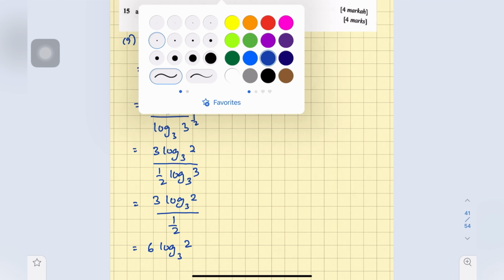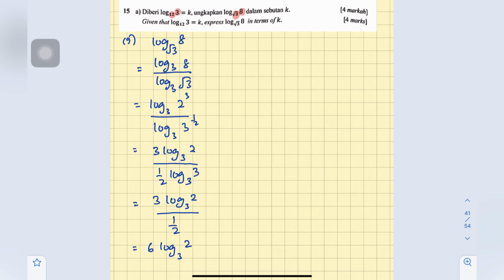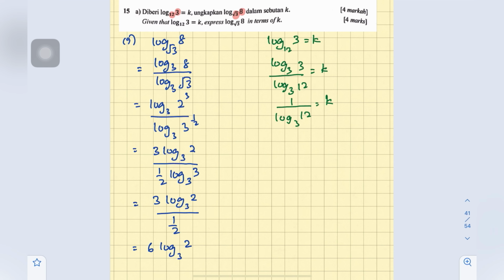So we have another equation here, which is log 3 base 12 equals k. Same, I convert into base 3. So log 3, log 3, 3 12 equals k. So then log 3 base 3 is 1, and log 12 base 3 equals k. Okay, so log 12 base 3 is 1 over k.